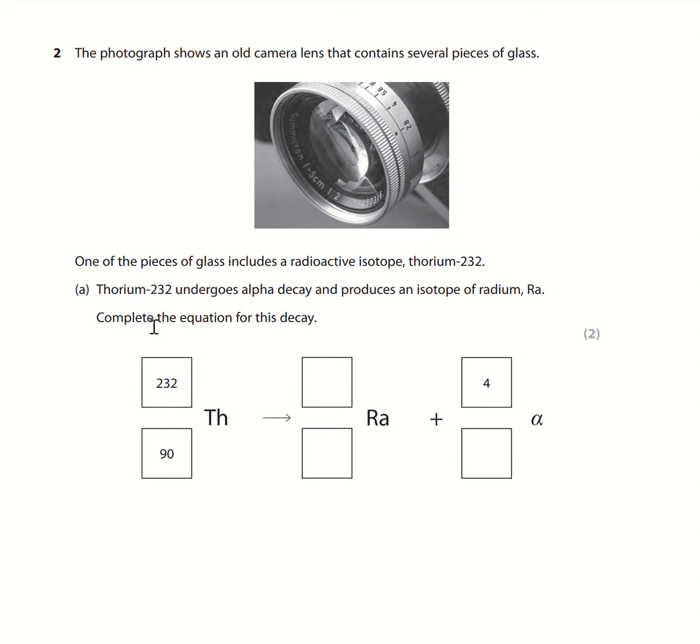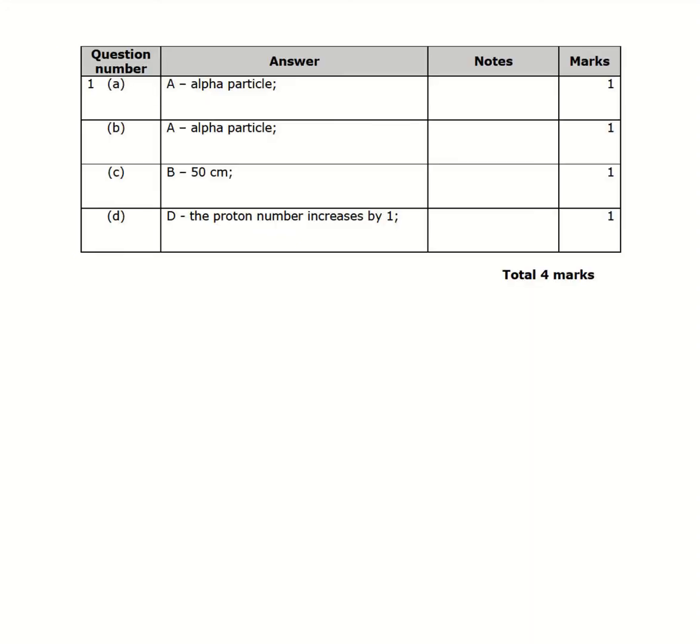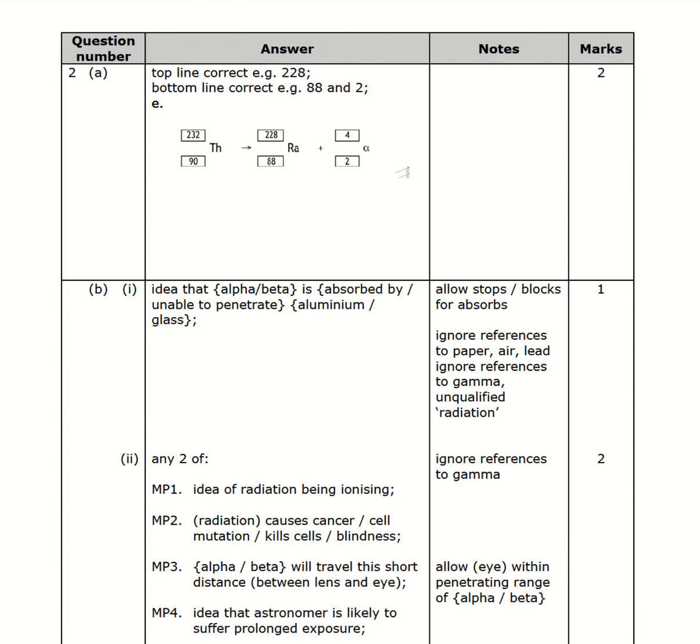So we know alpha particles have 4 as the mass number and 2 as the atomic number. 232 minus 4 is 228, and 90 minus 2 is 88. So 228 and 88, and the alpha particle is 4 and 2.